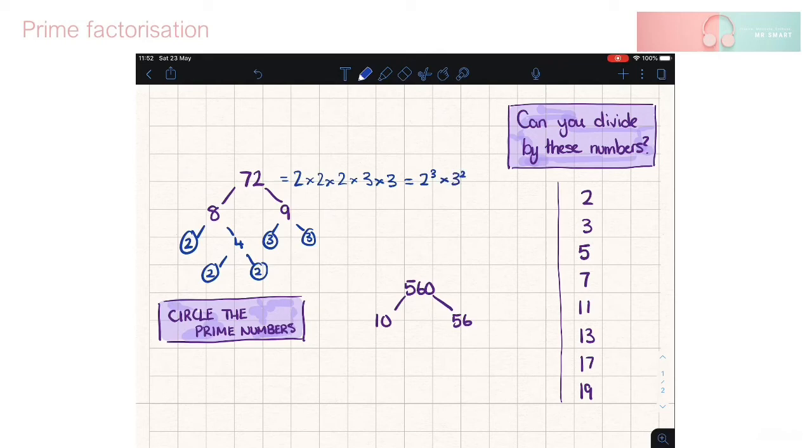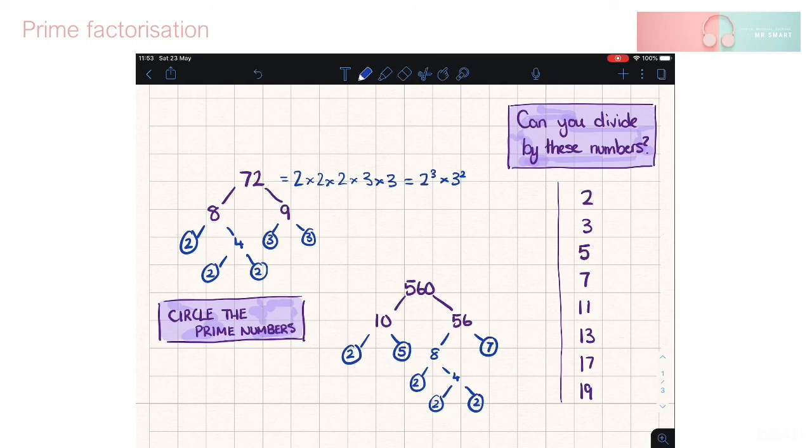Final example, I've got 560. When you've got big numbers, look for easier numbers that can break that number down. So 560 I can split up into 56 multiplied by 10. And 10 I know is 2 multiplied by 5, which is good because both of those are in the prime number list, so I can stop there. 56 I know is 8 multiplied by 7, so I'm going to write 8 and 7. 7's in the list, so we're going to circle it. And then the 8 from the previous question is 2 times 4, and then the 4 is 2 times 2. So that's when I know when to stop.